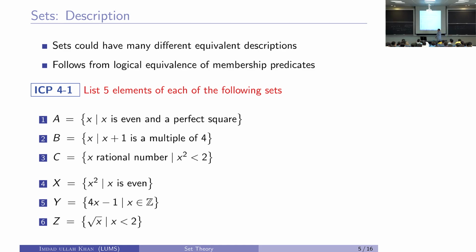Okay, set C: x is a rational number. You know a rational number is one that can be written as an integer divided by another non-zero integer. Such that the square of that rational number is less than 2, right? Is 1 a rational number? Is 1 part of the set C? Yes, because 1 squared is less than 2. Is 2 a rational number? Is 2 part of the set? No, because 2 squared is bigger than 2.